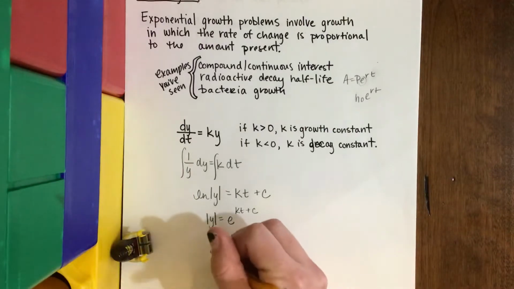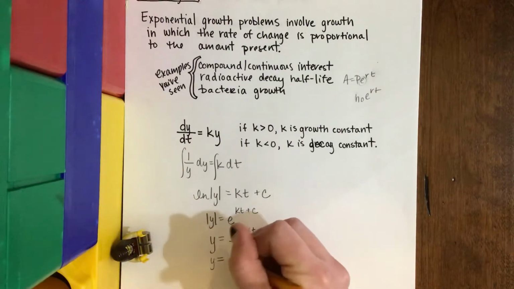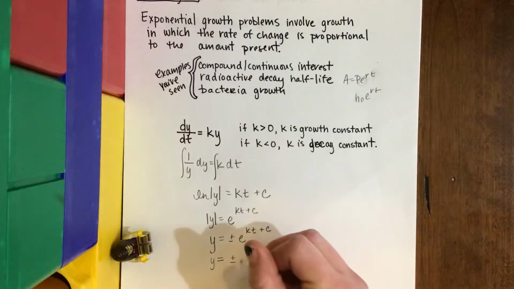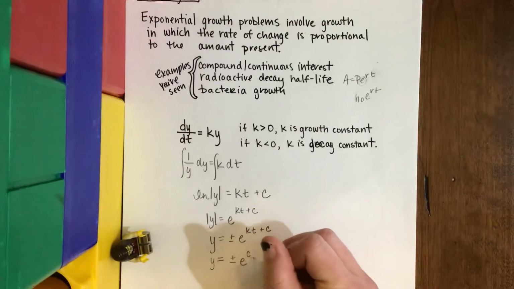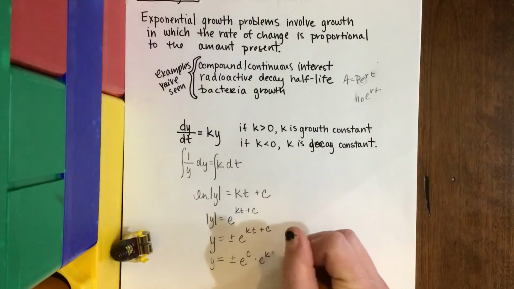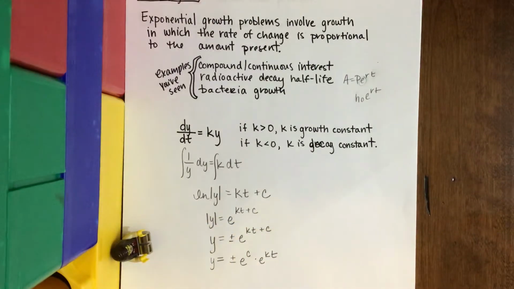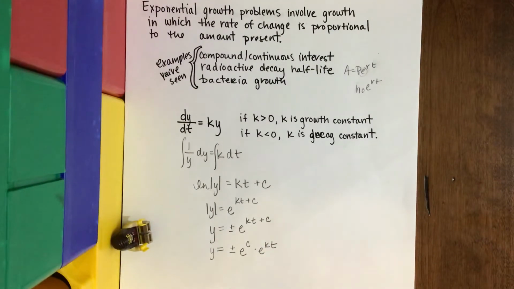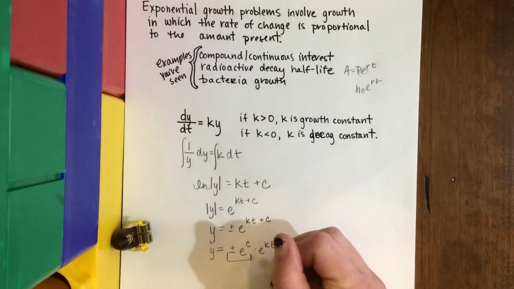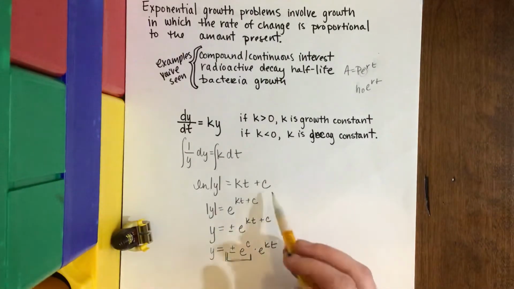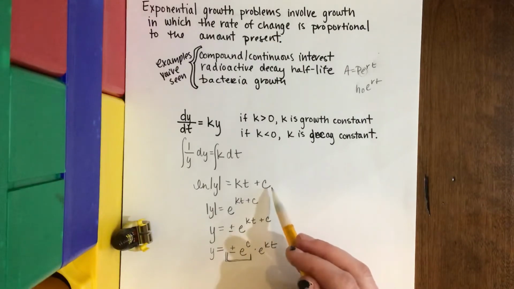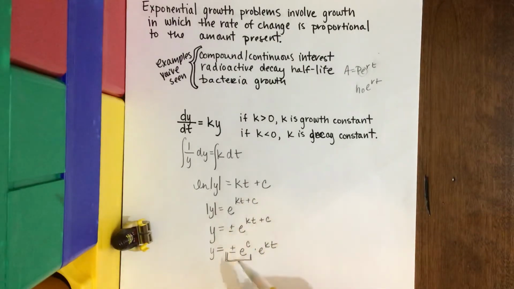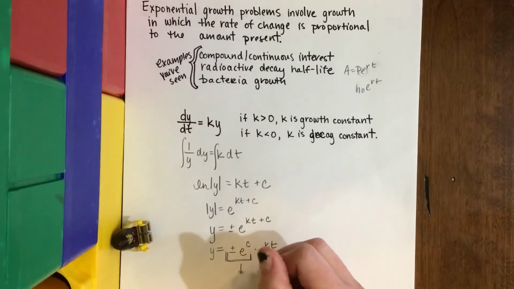And so if I rewrote this now so that I had y equals plus or minus, I could rewrite this as e to the c times e to the kt. Now, when I go ahead and do that, the reason we're going to do this is because this e to the c, well, remember, whenever we've been solving these differential equations, this c is representing a constant. Well, so e to the c, that is a constant. So we're just going to call it something different.